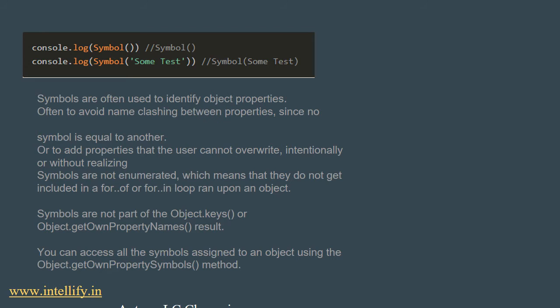As I told, we can create a symbol in the same way as boolean false, boolean true, etc. Symbols are often used to identify object properties, often to avoid name clashing between properties, since no symbol is equal to another, or to add properties that the user cannot override intentionally or without realizing. Symbols are not enumerated, which means that they will not get included in a for...in loop upon an object. Symbols are not part of Object.keys or Object.getOwnPropertyNames. You can access all symbols assigned to an object by using the Object.getOwnPropertySymbols function.